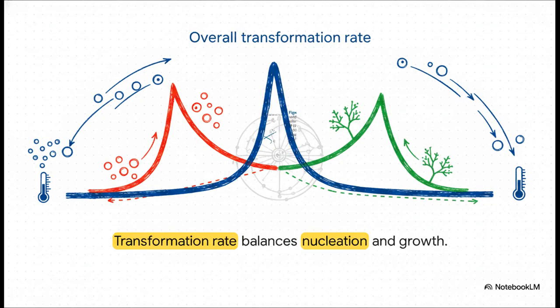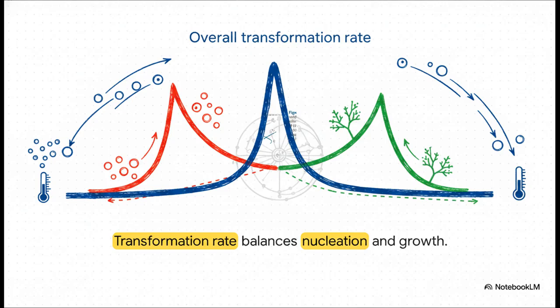Okay, so once those stable nuclei finally form, they race to consume the parent material through something called long-range atomic diffusion. Basically, atoms physically migrate to join the new phase. Now, carefully follow how this delicate dance plays out across different temperatures. The overall transformation rate is actually a huge tug-of-war between the rate of nucleation and the rate of growth.